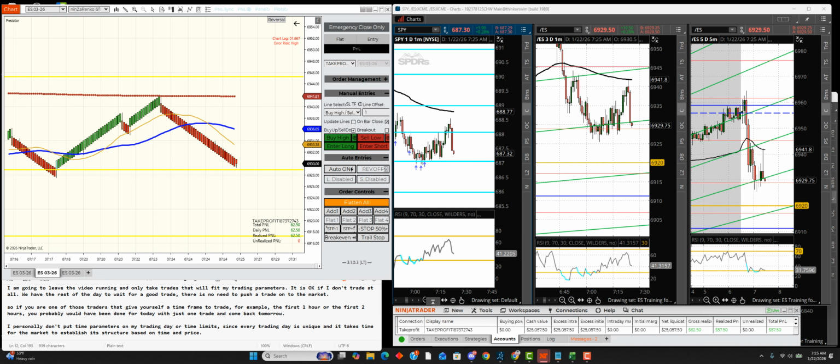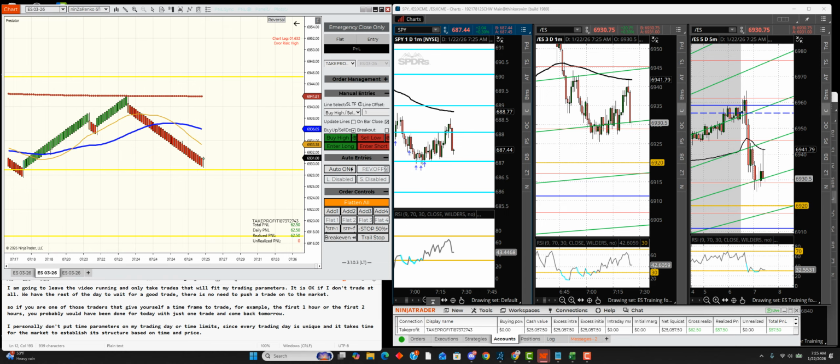So this level here, it's been holding as support for ES for some time. So it just touched that and look at that. It's bouncing, but let's see what's going to happen now. That's a big drop there.